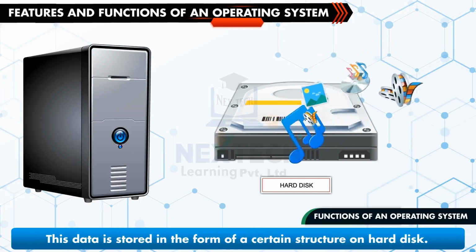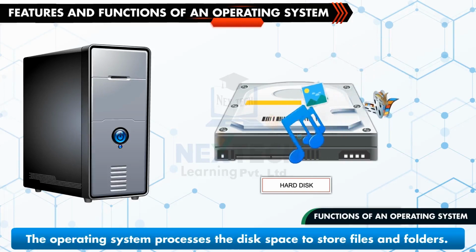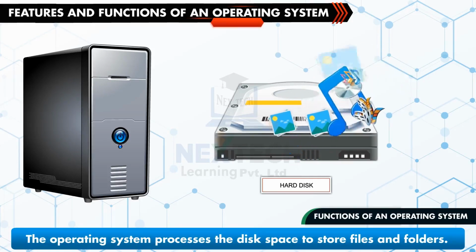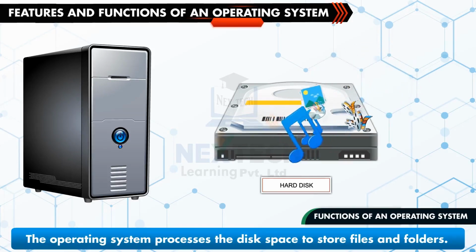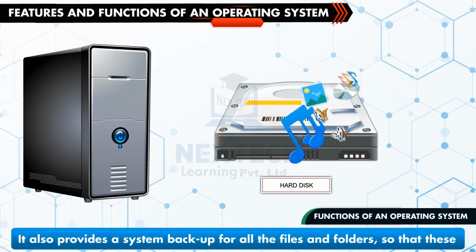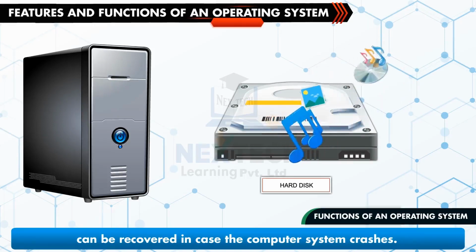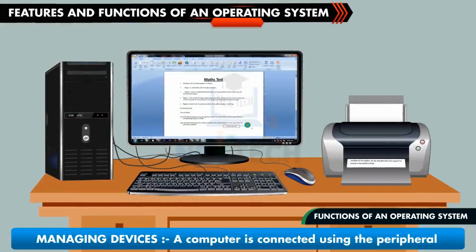Managing disk. The data is stored on a computer hard disk in the form of files and folders. This data is stored in the form of a certain structure on hard disk. The operating system processes the disk space to store files and folders. It also provides a system backup for all the files and folders so that these can be recovered in case the computer system crashes.